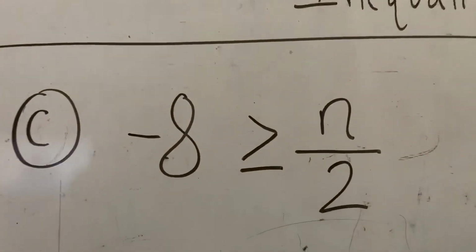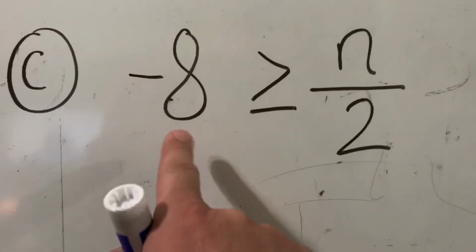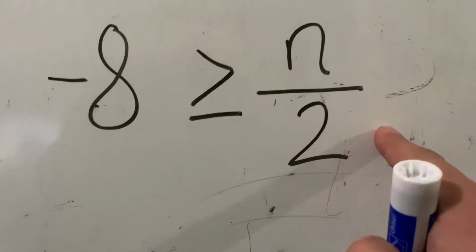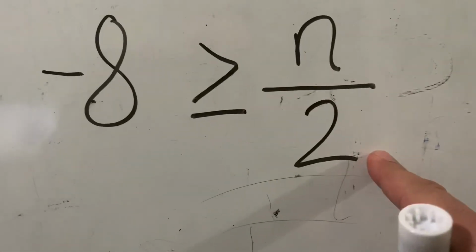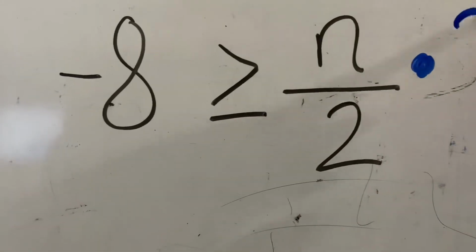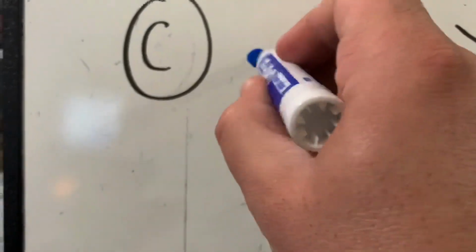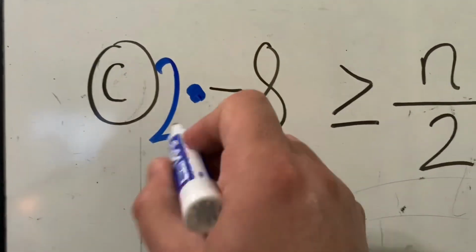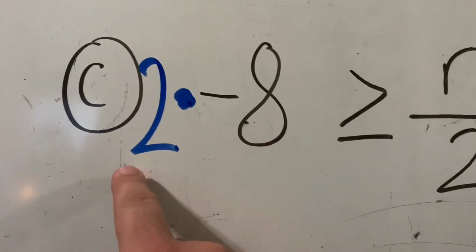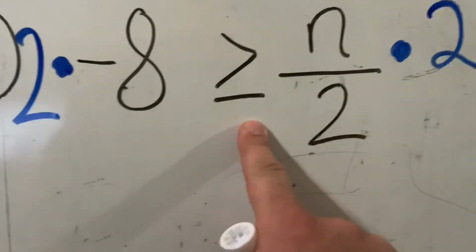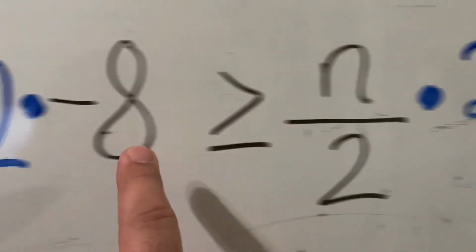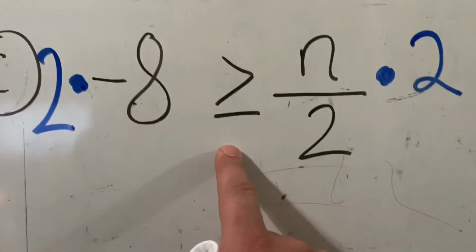Okay, let's do another one. So now I wrote this one backwards. So the answer first, negative 8 is greater than or equal to n divided by 2. Now, the opposite of division is multiplication. So I'm going to multiply by a positive 2 on both sides, okay? Now, because I'm multiplying by a positive 2, my sign doesn't change. Even though the 8 is negative, it doesn't matter.